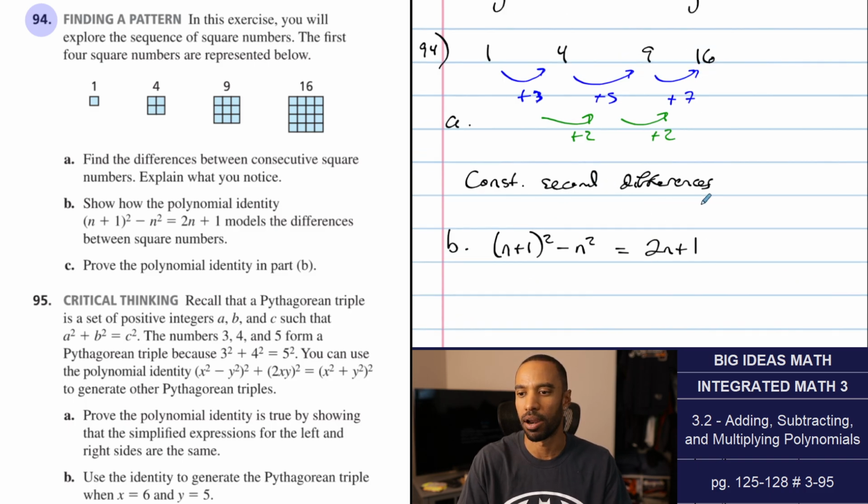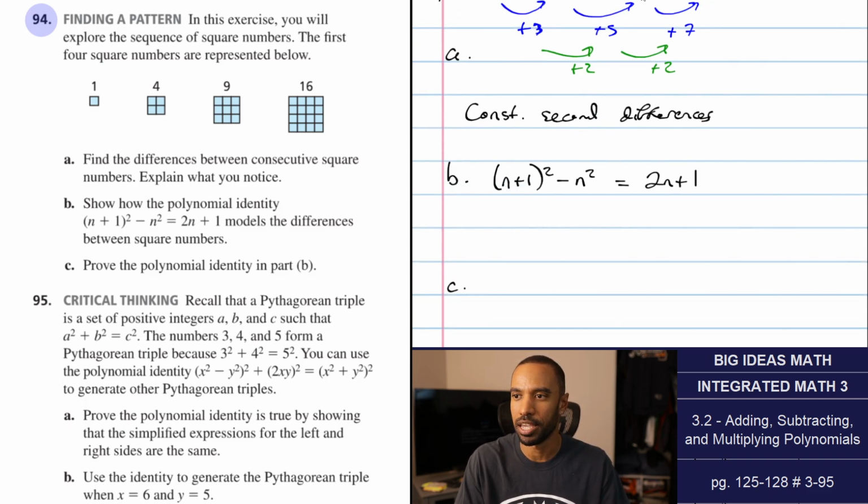So the way that this models this is because this here, n plus 1 squared minus n squared, shows the difference in any two things. Shows differences.